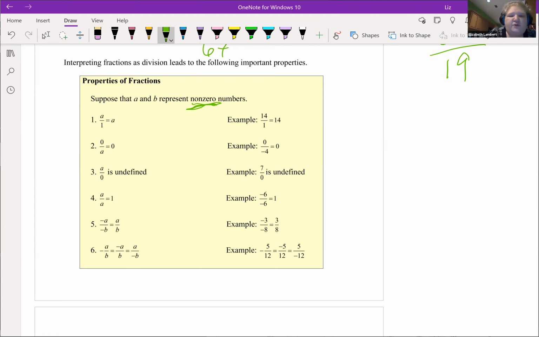So any number over 1, we just say is that number. Because we're saying there are A copies, but each piece we're talking about represents one whole. Well, then you have A wholes.